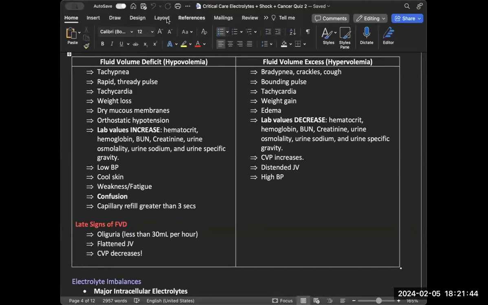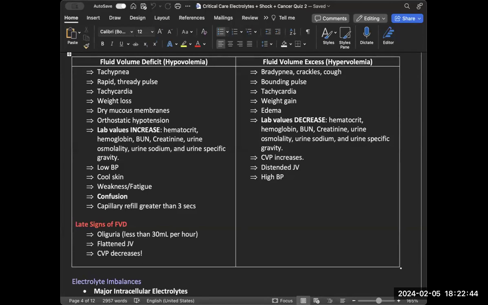Now, for fluid volume deficit, the lab values are going to increase: hematocrit, hemoglobin, BUN, creatinine, urine osmolality, urine sodium, urine specific gravity. Because imagine the cells not getting what they need, and that hematocrit and hemoglobin are going to increase as a result of not having enough fluid. And the BUN and creatinine are going to increase because the potential problem is that the kidneys aren't functioning properly because of the lack of fluid. And the urine specific gravity goes up because whatever they pee out, which isn't going to be much, is going to be very concentrated because they don't have much fluid, but whatever they do have, they're going to try to get out.